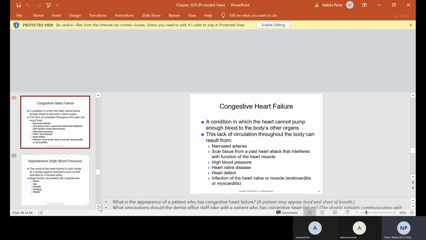Congestive heart failure, a condition in which the heart cannot pump enough blood to the body's other organs. This lack of circulation throughout the body can result from narrow arteries, scar tissue from a past heart attack that interferes with function of the heart muscle, high blood pressure, heart valve disease, heart defect, and infection of the heart valve or muscle, endocarditis or myocarditis.